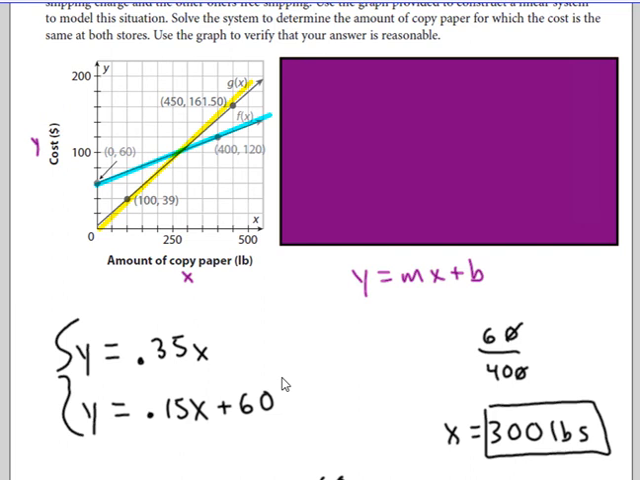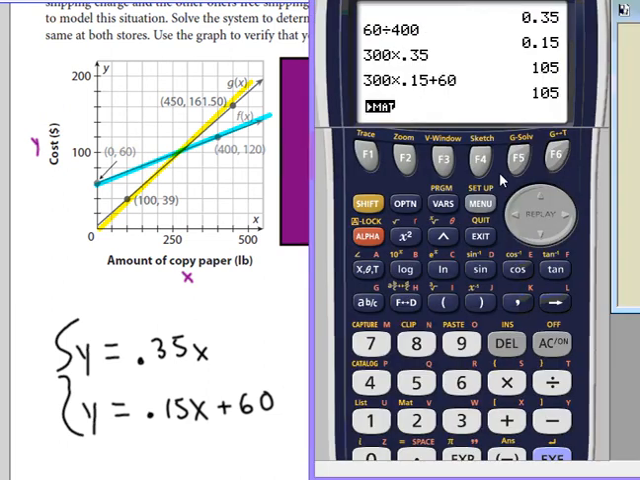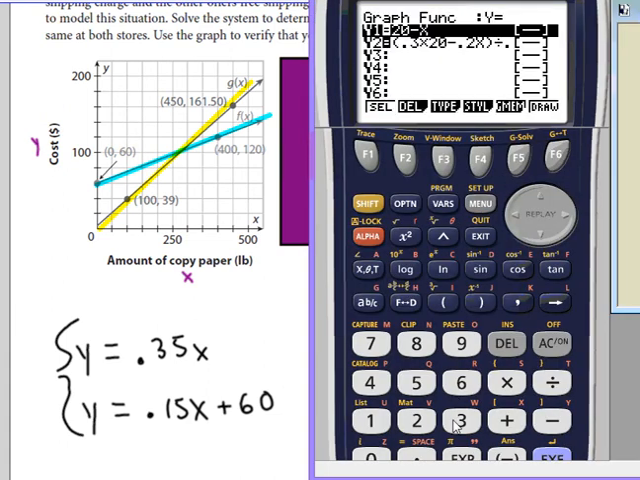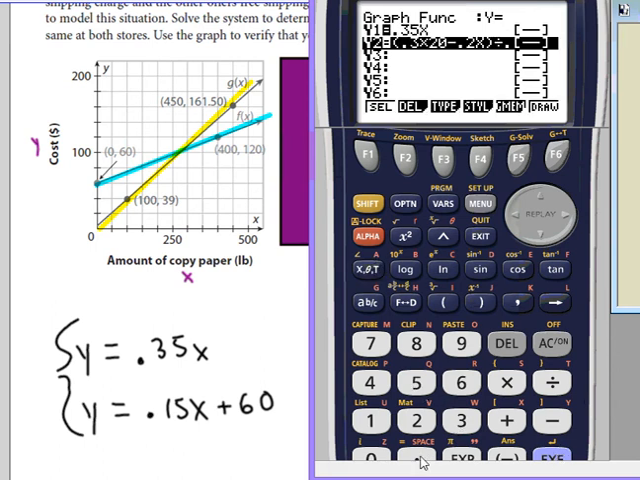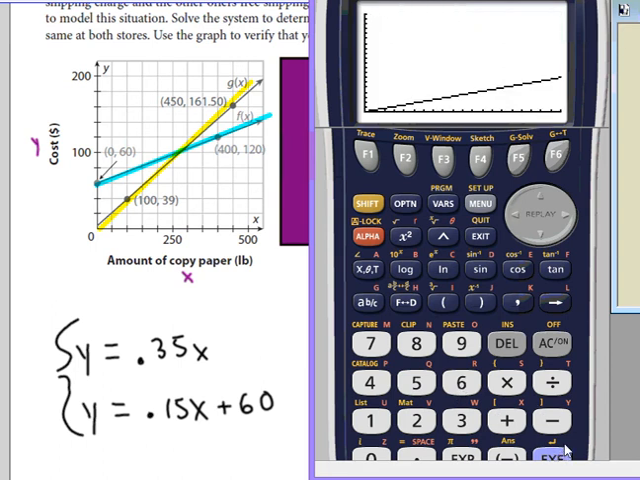Now, I could have also done this. Once I found these equations, I could have gone back to my graphs and put that in there. Put 0.35x in the y sub 1, and then 0.15x plus 60, whoops, sabotage, plus 60 in the y sub 2 and graph those.